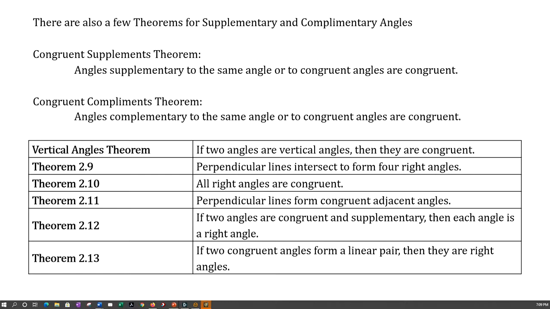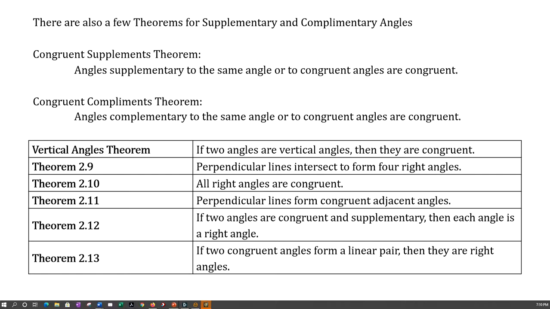Again, based on that, our perpendicular lines form congruent adjacent angles. So when you think of perpendicular lines, adjacent angles are angles that share a common side. So those two angles are actually going to form a linear pair, which are the last two theorems. So they're always going to be congruent.